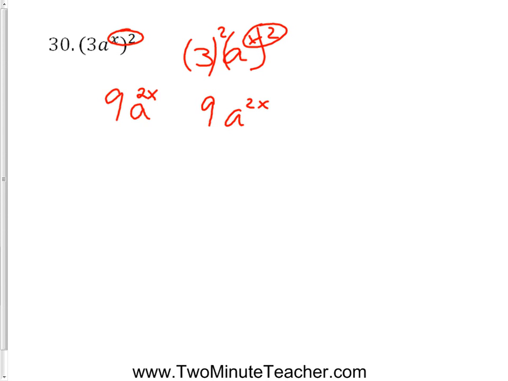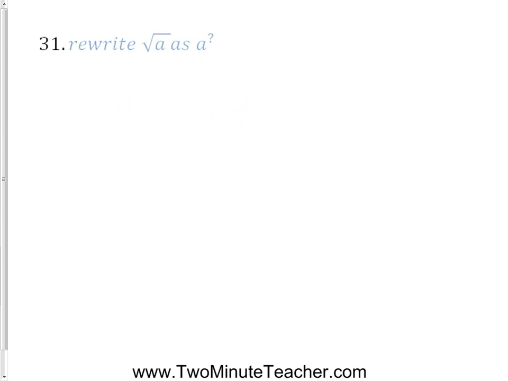All right, moving on. Rewrite square root of a as a to the question mark. Well, anything that's a square root is a fractional power, and that fraction is whatever the root that you're taking is. So if I had square root of a, that would be a to the 1/2. So if I wanted the third root of a, that would be a to the 1/3.